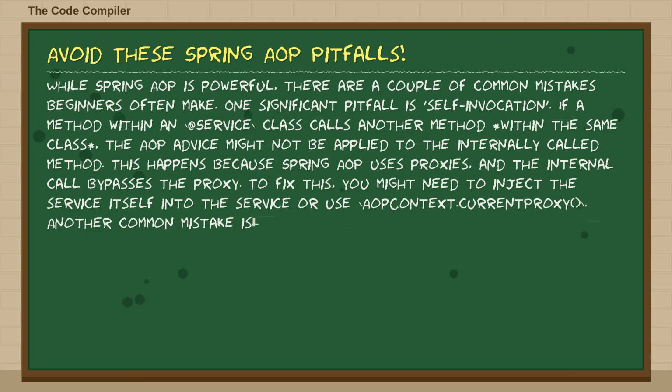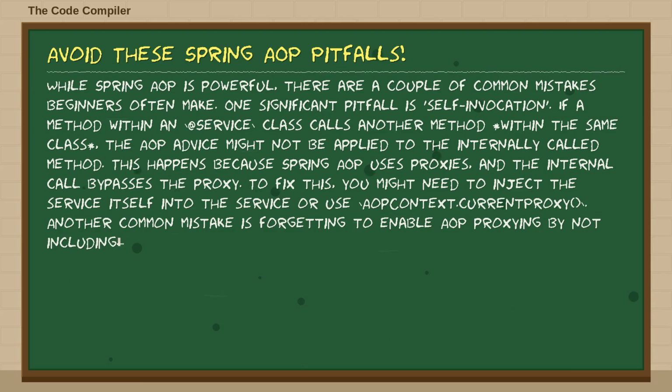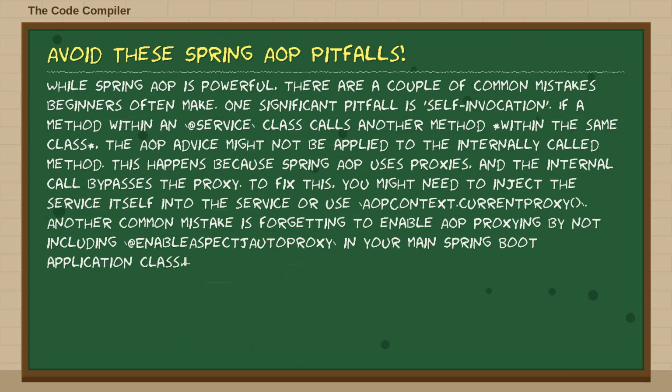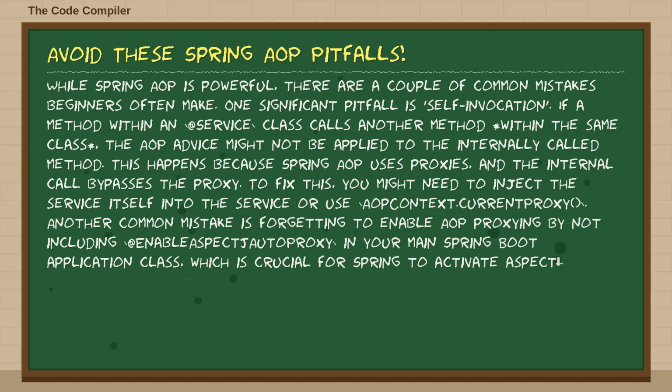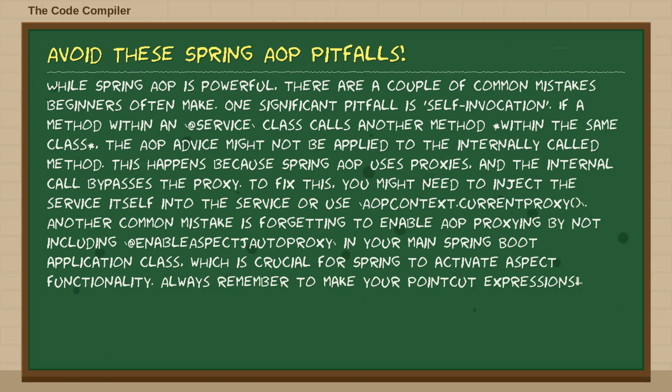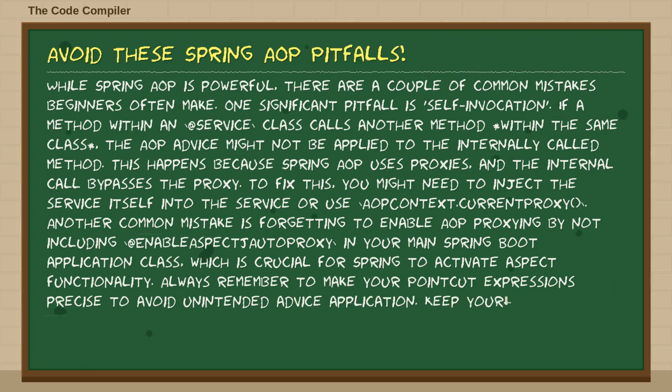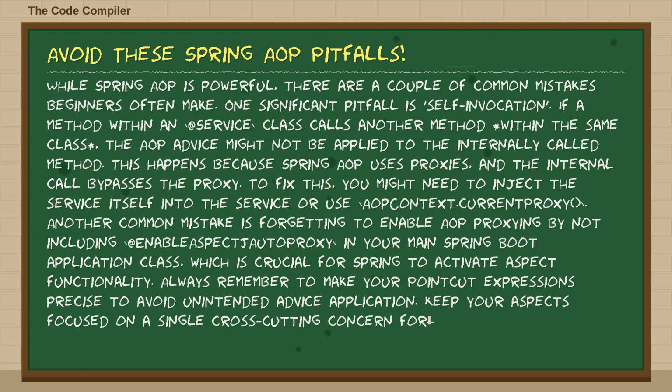Another common mistake is forgetting to enable AOP proxying by not including @EnableAspectJAutoProxy in your main Spring Boot application class, which is crucial for Spring to activate aspect functionality. Always remember to make your pointcut expressions precise to avoid unintended advice application. Keep your aspects focused on a single cross-cutting concern for better maintainability.